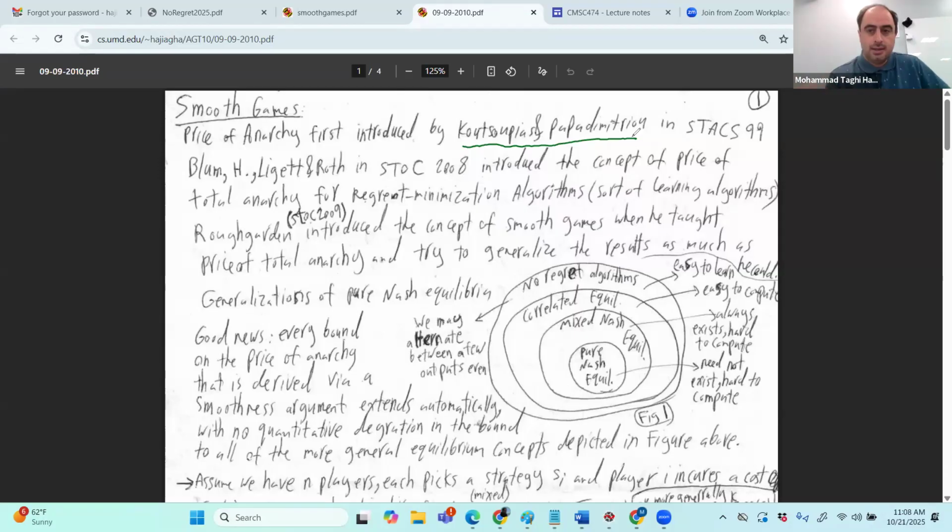Now, this is the paper that we had, Avrim Blum, me, Katrina Ligett, and Aaron Roth, in STOC 2008, where we introduced the concept of price of total anarchy. It was in STOC 2008.